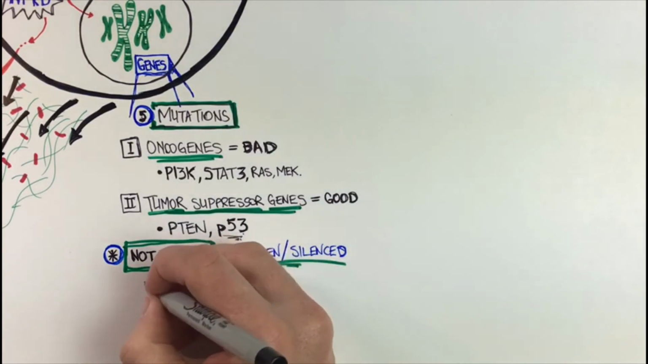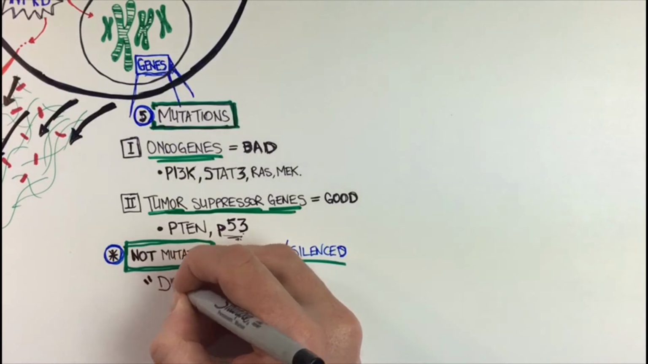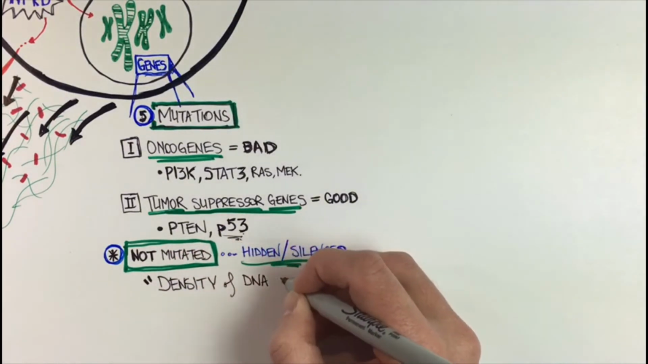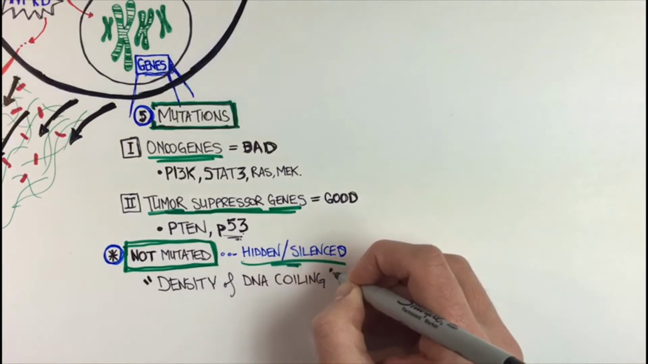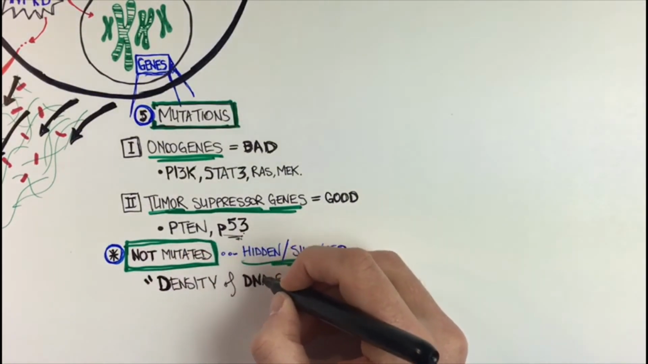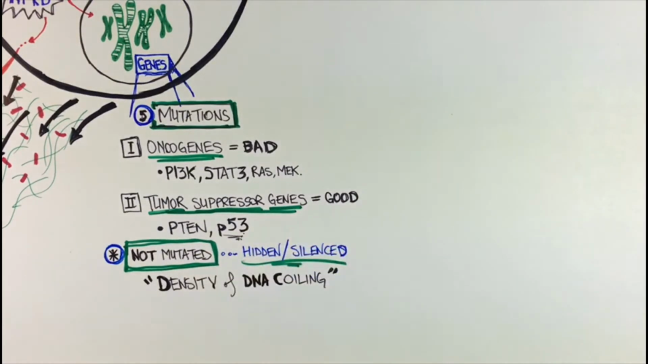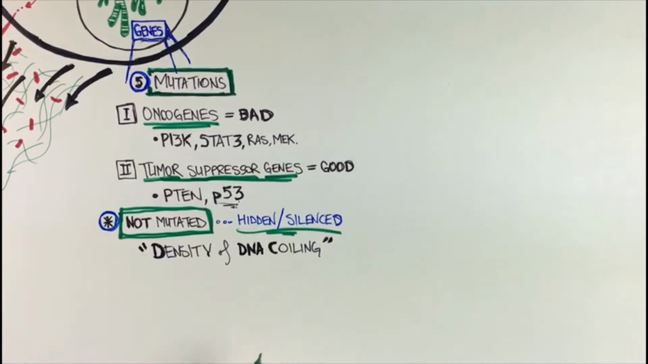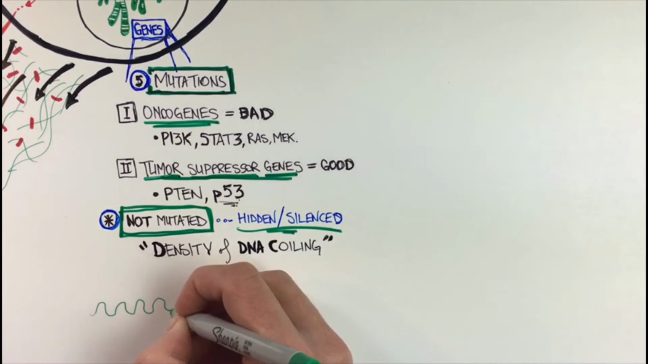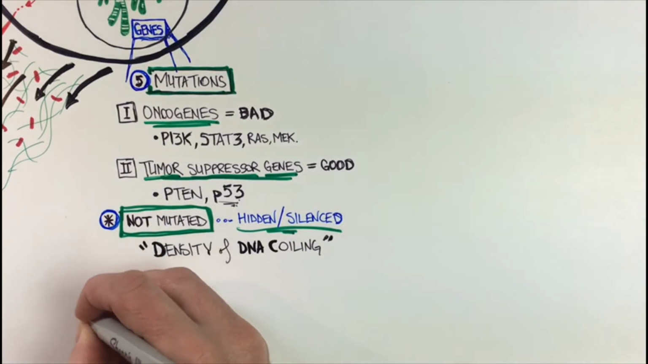But we can have impact when there are advantages gained at the genetic level, not from the mutation necessarily, but from a density of the coiling of the DNA. So I'm going to explain this to you here. This is not mutated, but hidden, silenced. These genes I'm referring to can be hidden or silenced, and it all comes down to the density of the coiling of the DNA. So we can have impact here.